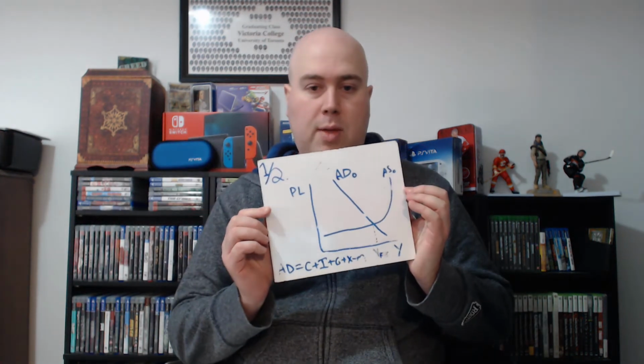Question number 3 asks, why is the aggregate supply curve elastic at low outputs and then inelastic at high levels of output? I'm going to pull back that graph because I actually will need it again. We went through that as well.